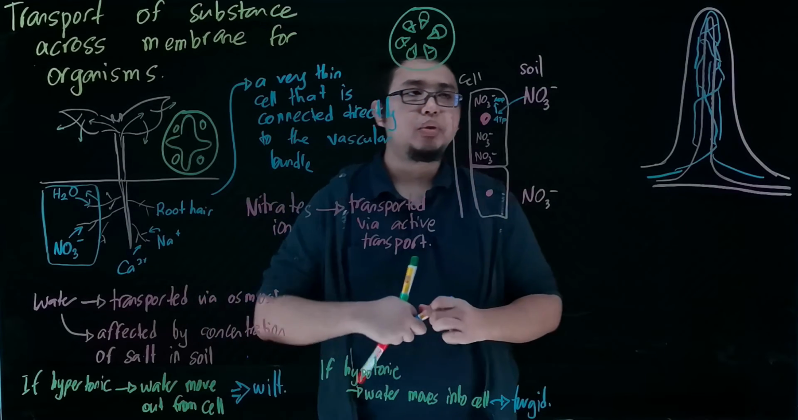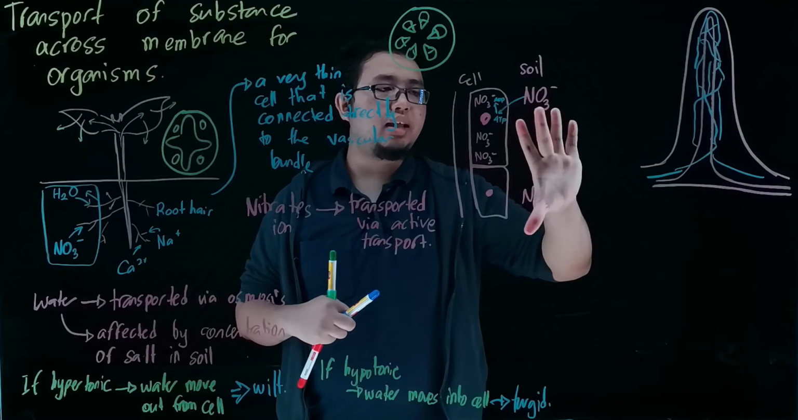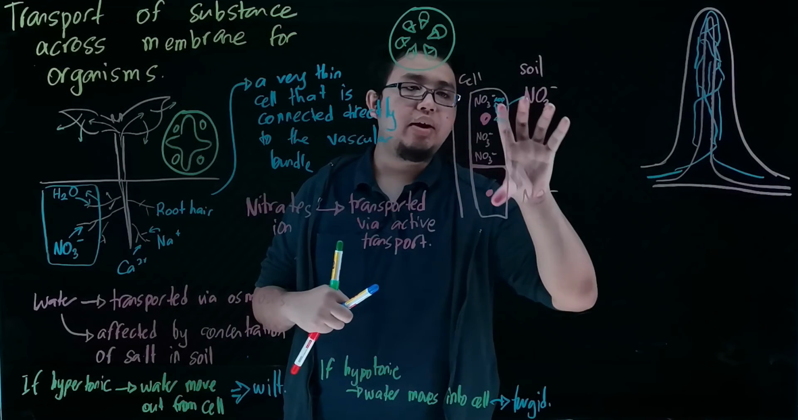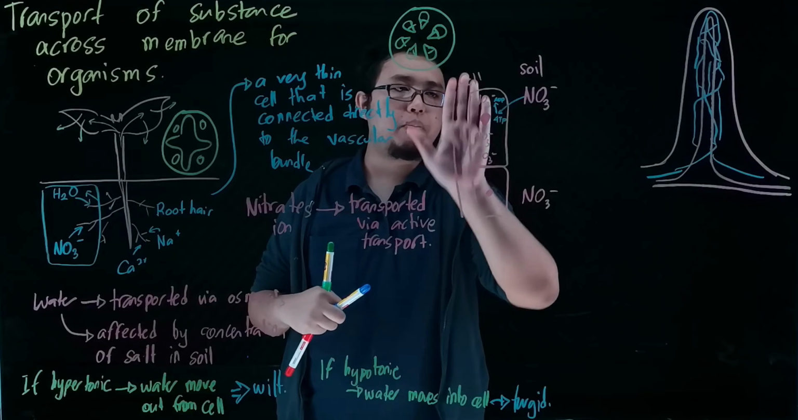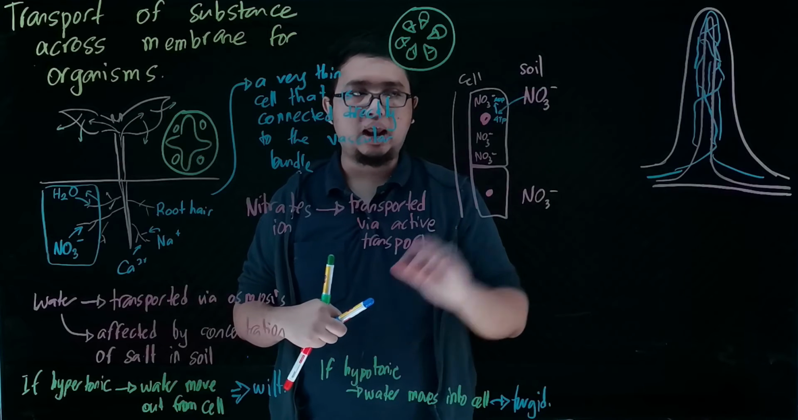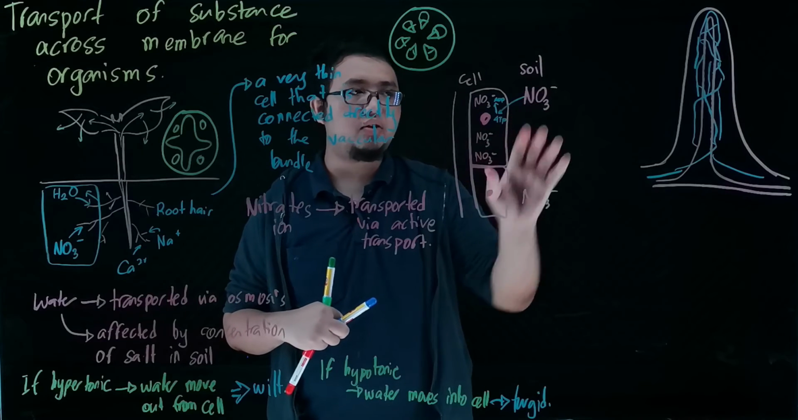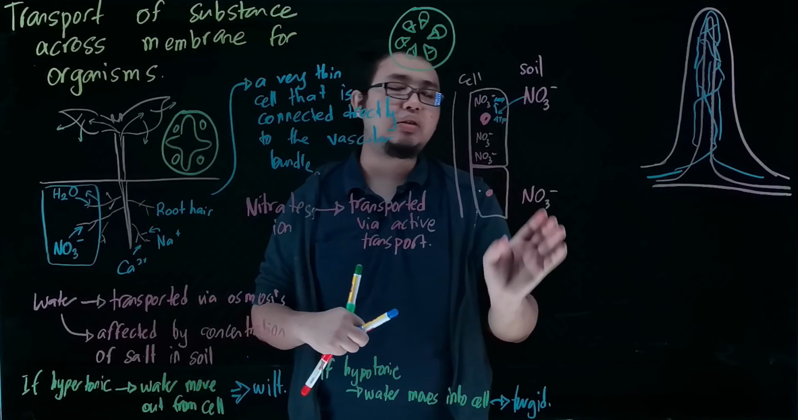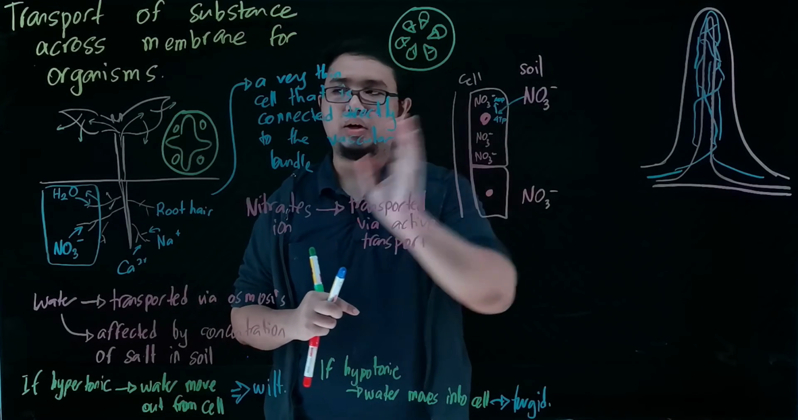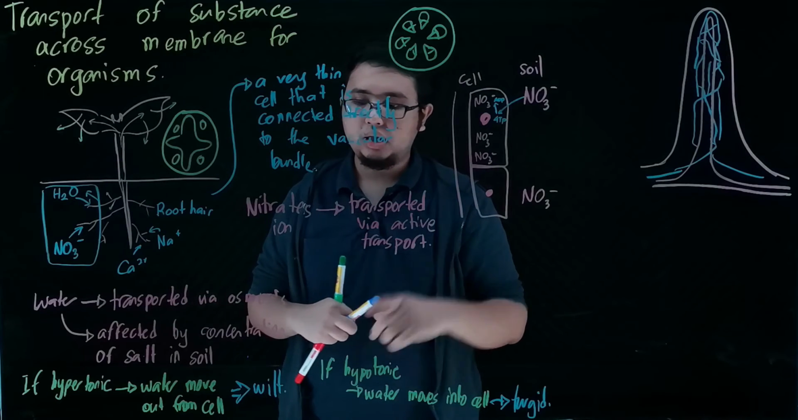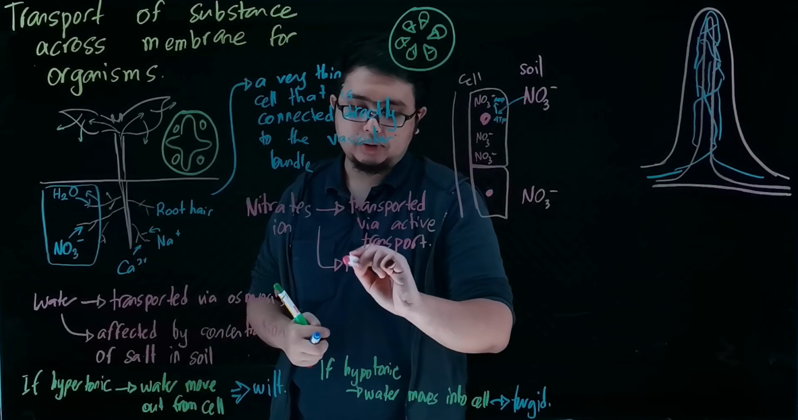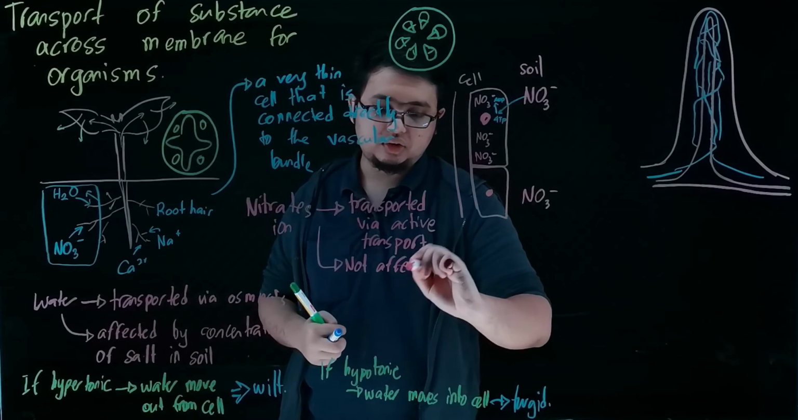Okay, so when the concentration of nitrate in the soil is less, regardless of what, the plant tissue will bring it in using active transport. There is no passive transport of nitrate because the concentration of nitrate in the soil, regardless of what, is still much lesser compared to the concentration of nitrate within the plant itself. Right? So the nitrate ions are not affected by the concentration.